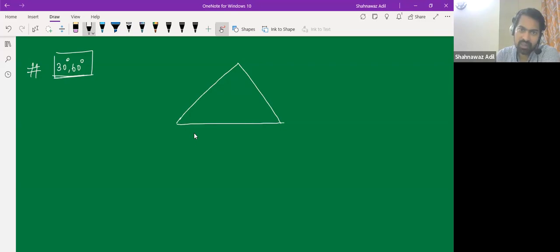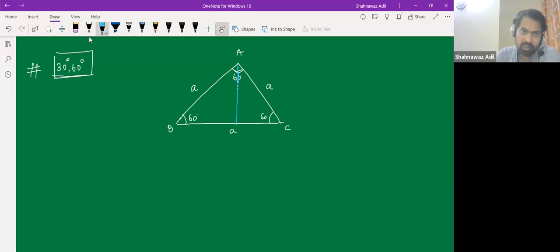Okay, so we have an equilateral triangle. So every angle is 60 degrees. Correct, everyone? And every side is the same, right? Yes, sir. Okay. So if I draw a median perpendicular to it, this is perpendicular.